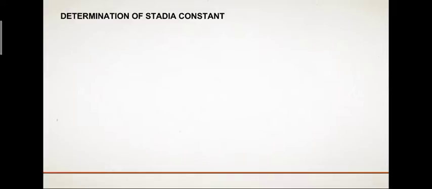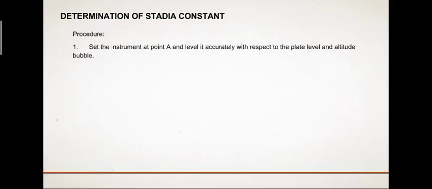First we'll see the procedure for it. Set up the instrument at a point A. Level it accurately, both the plate level as well as the altitude bubble. Make the vertical circle read 0 and clamp it, so that the line of collimation should be parallel to the ground.